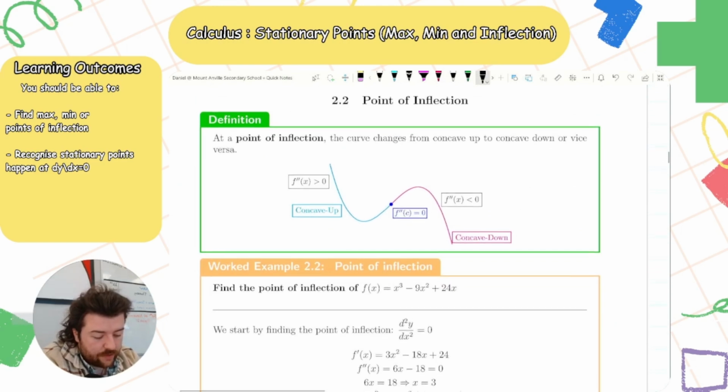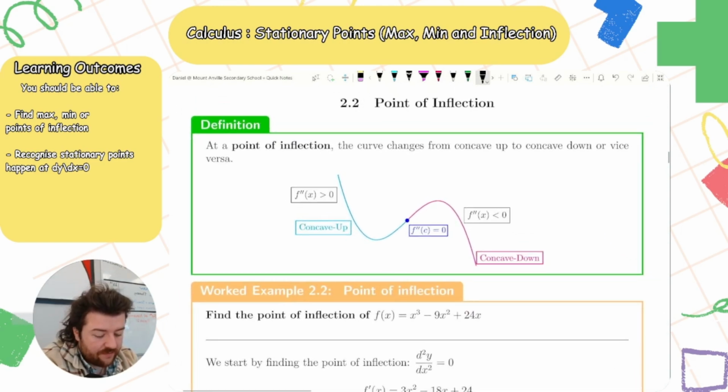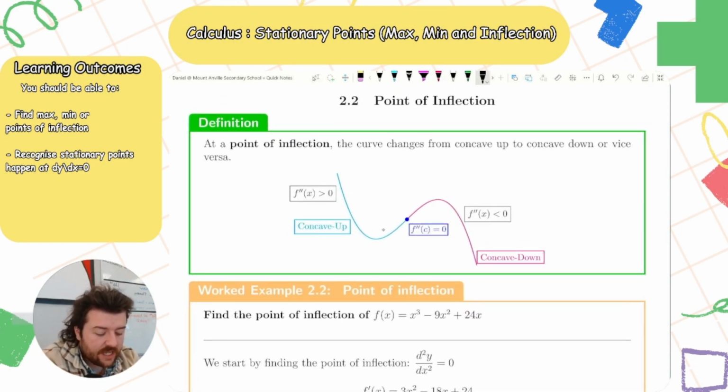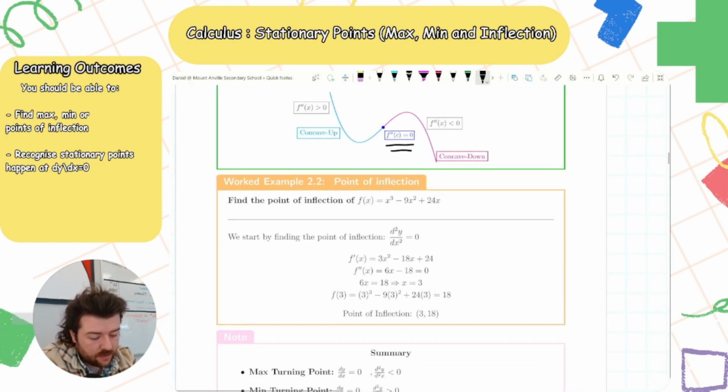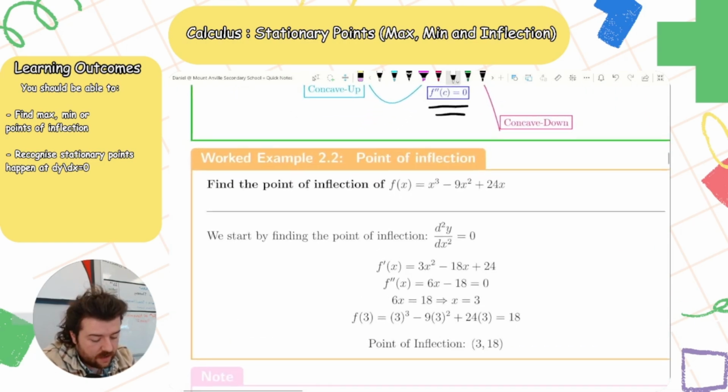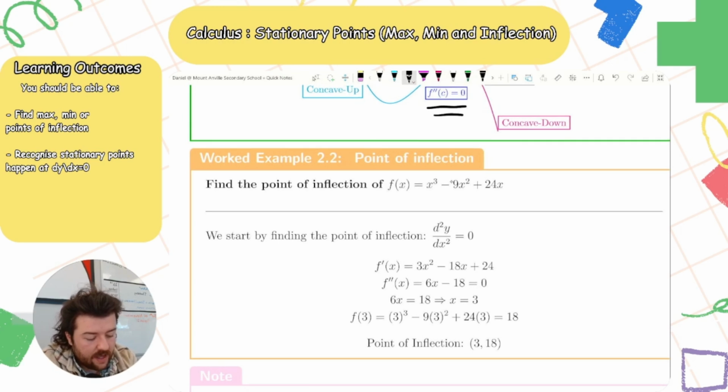And the other one we learned about is point of inflection. A point of inflection is the point on the curve where it goes from concave up to concave down, right? And what's important to know about the point of inflection is it's where the second derivative is equal to 0. So I'll just walk you through this example here really quick.